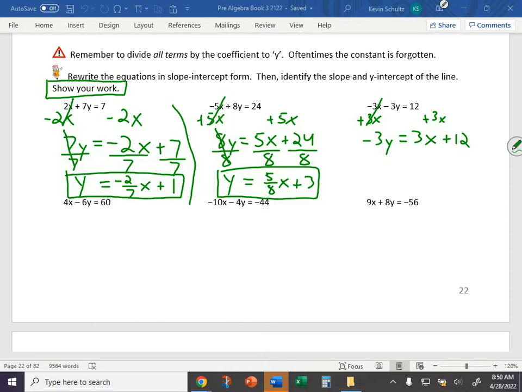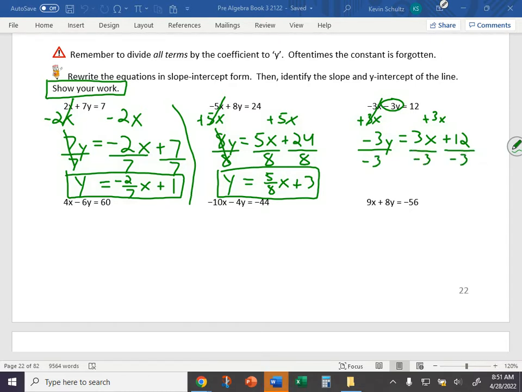Okay, it's a negative 3y in the equation. That subtraction sign belongs to that negative 3. So when you write your next line, it does need to be a negative 3y. So what are we dividing by now? Negative 3. That coefficient to y is negative 3.